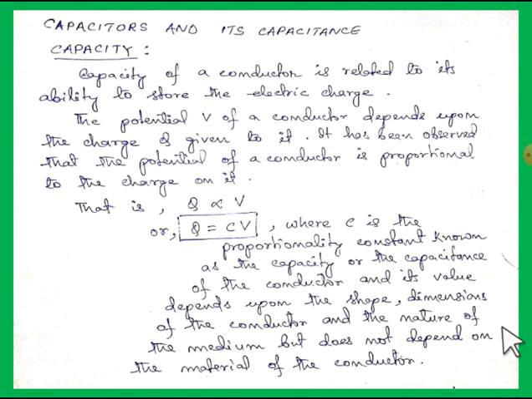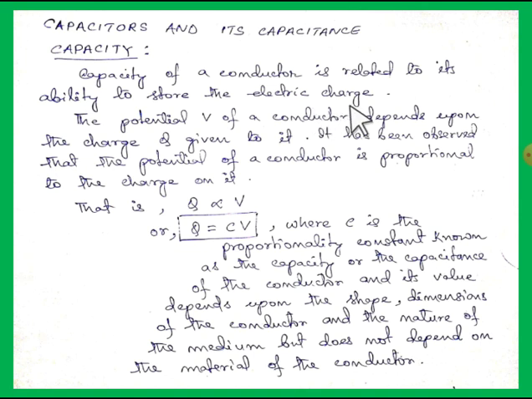Now let's see about the capacitor or conductor and its capacitance. So what is this capacity? Capacity of a conductor is related to its ability to store electric charge. The more electric charge is stored, we say the capacity of the conductor is more. You can say electric charge or electrical energy.